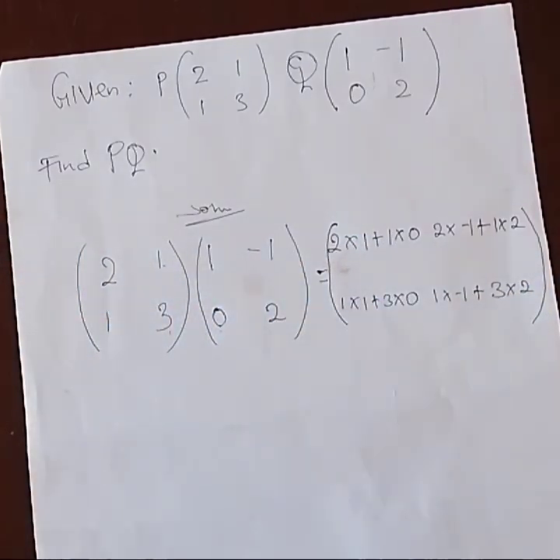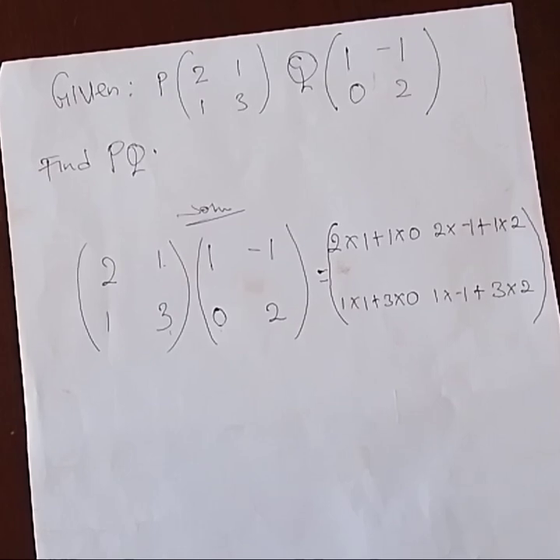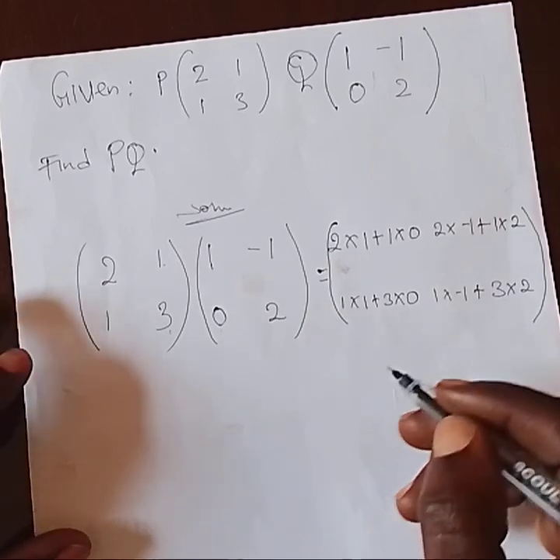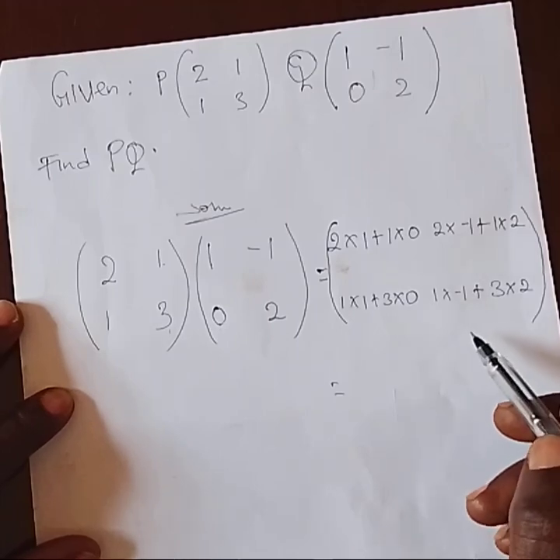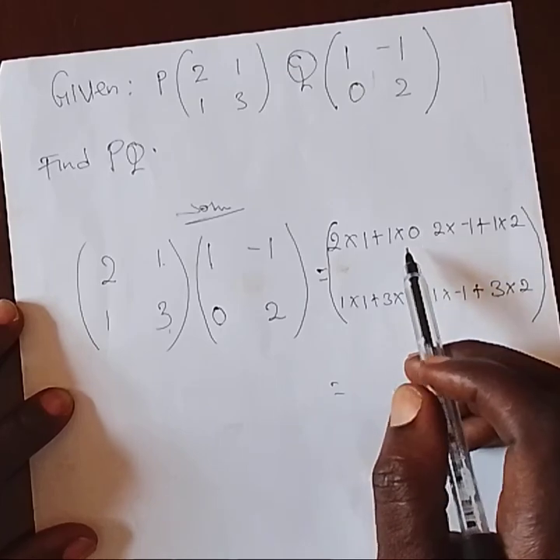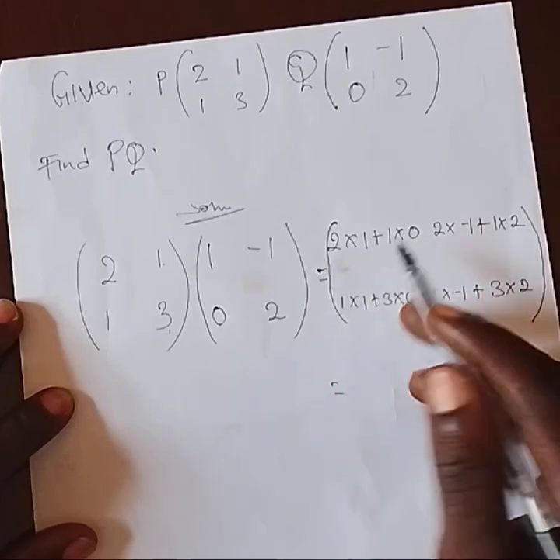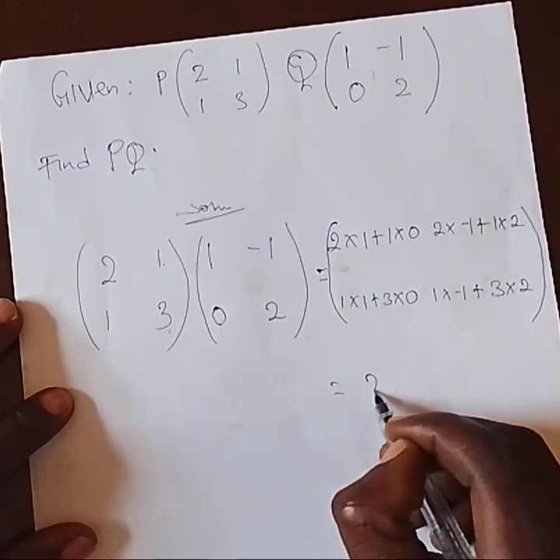Once you finish laying your numbers like that, the next part is for you to multiply. It's very easy now. You can use your calculator and it will give you the right answer. From when you reach here, you just multiply your equation and you get your final answer. Now we have 2 times 1 plus 1 times 0. Here 2 times 1 is 2, then 1 times 0 is 0. So 2 plus 0 is 2.